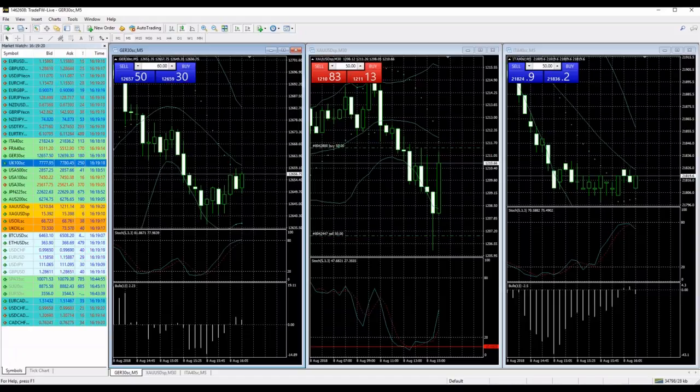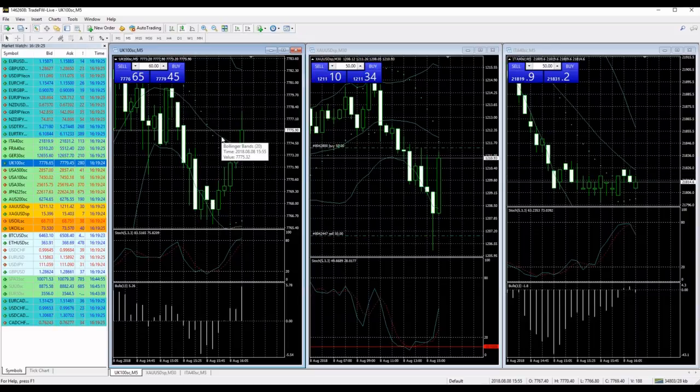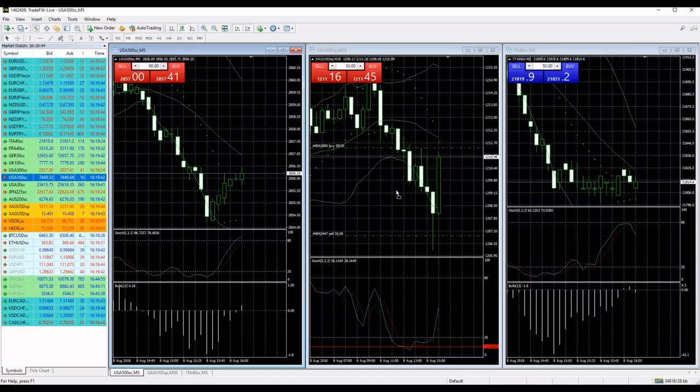UK 100 looks like a nice uptrend, and I tend to open a position on UK 100, but no, I will leave these positions open. Today again we will have a look at USA 500, USA 100.